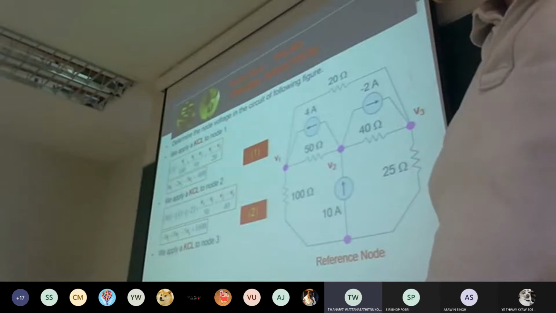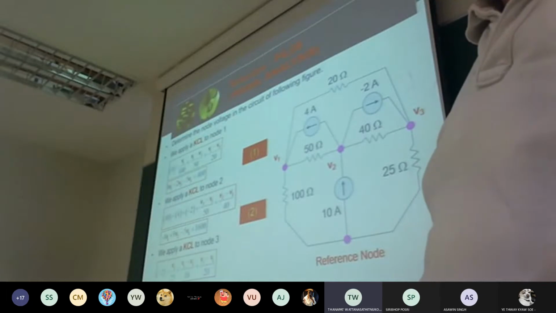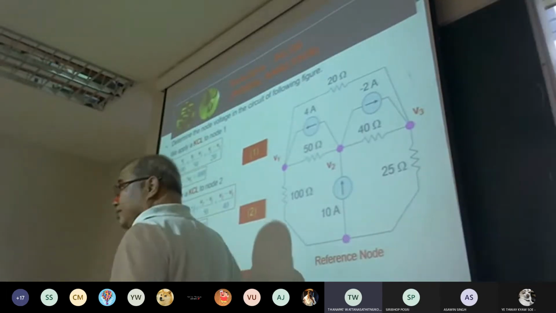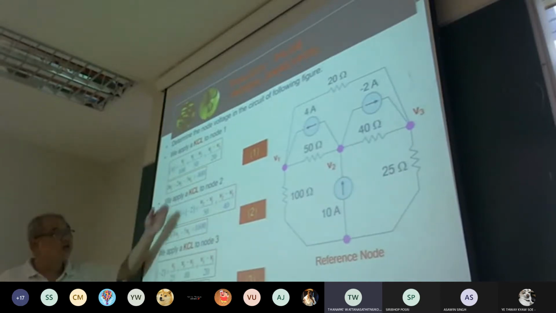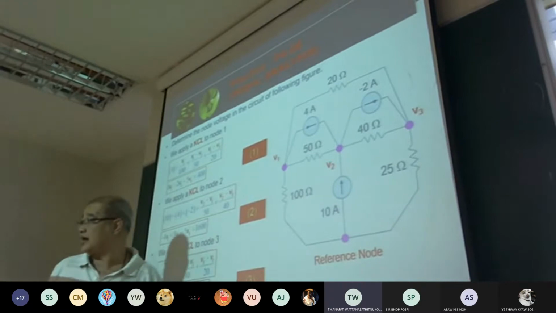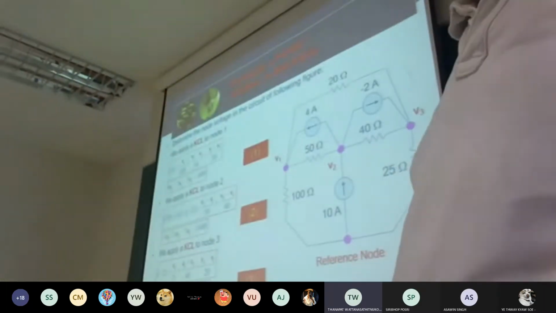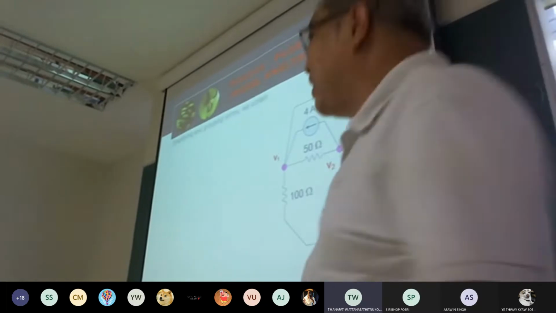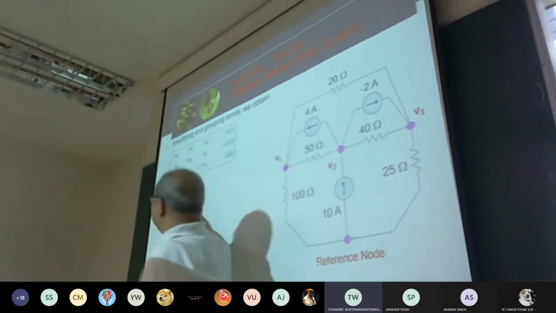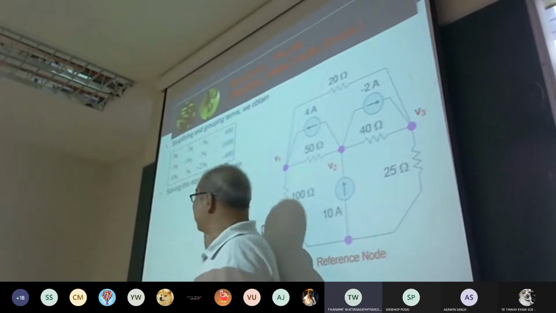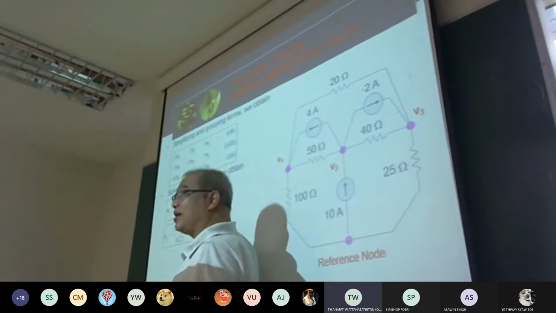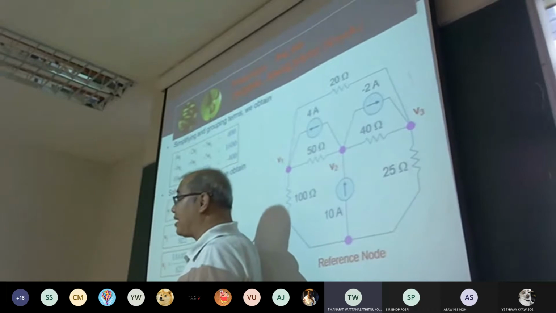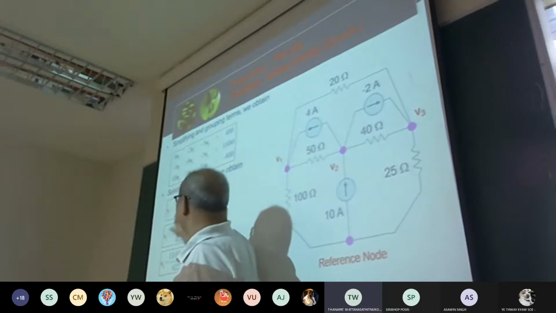We apply KCL to node 3. Current in, current out. Three equations, three unknowns, because that's all of them I use. Feed them into your calculator, or into a system program. Some of them I use a calculator, or the elimination technique, or Cramer's rule.